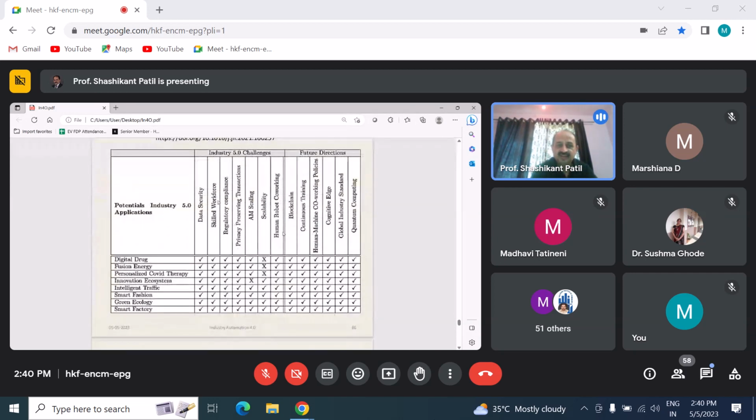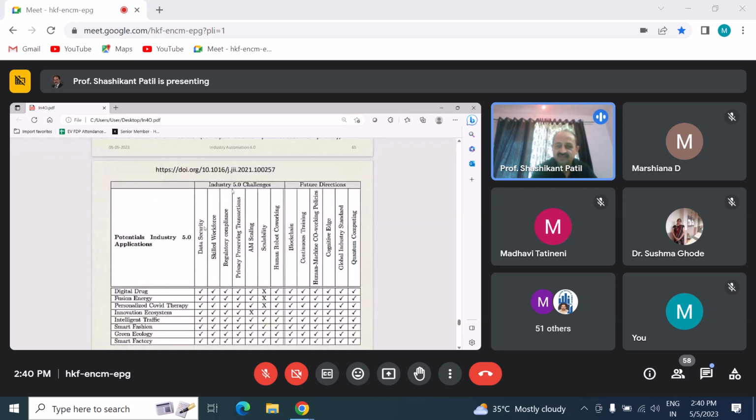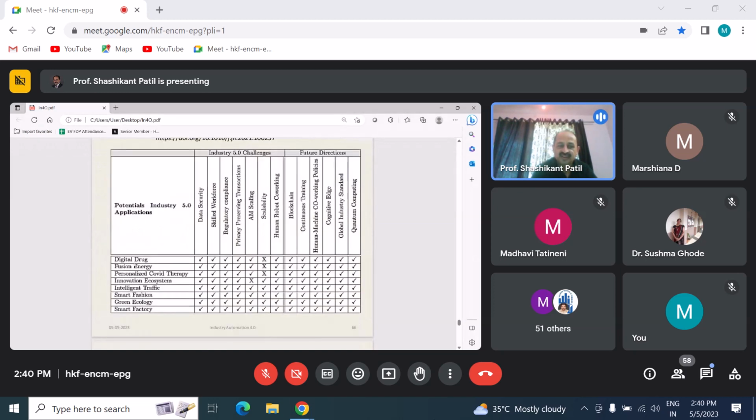Then we have another slide: Industry 5.0 challenges, future directions, and applications. Here these are the domains like digital drug, fusion energy, smart fashion, and these are some of the challenges: data security, skilled workforce, and this also lists future directions, such as blockchain. So where you can use this. One is challenges, one is future directions. This is in tabular format, whereas earlier formats were pictorial or graphical. We have to think about challenges, future directions, and domains. Some of the technologies are applicable everywhere. In the smart factory, there are many things in the innovation ecosystem. Additive manufacturing scaling may not be there, or you cannot use fusion energy and all that.